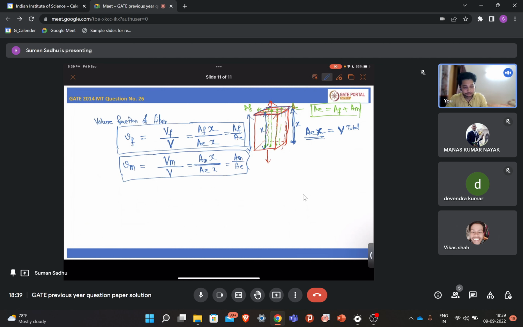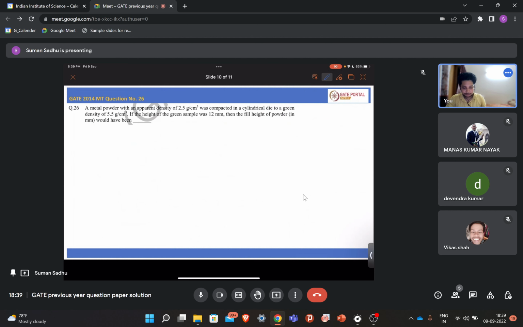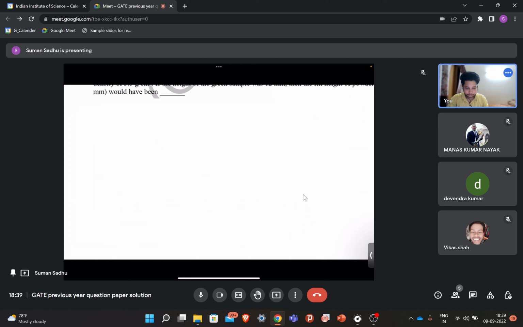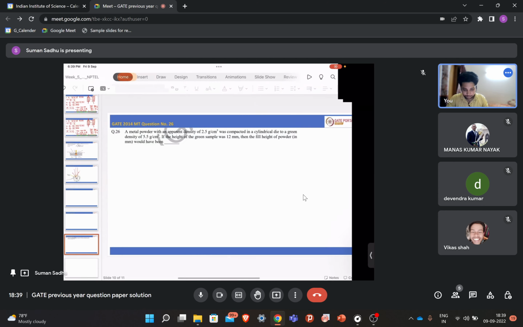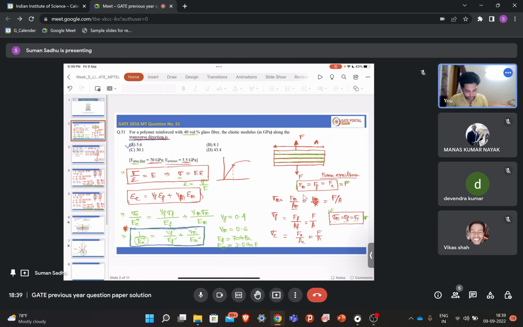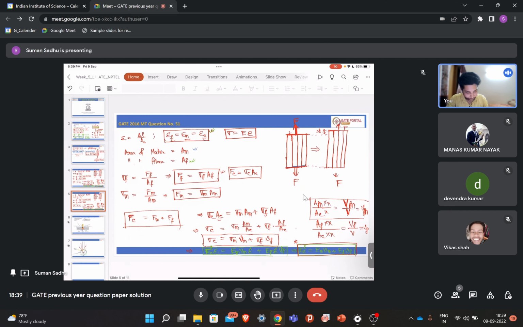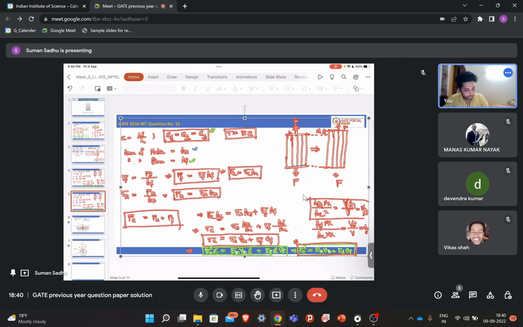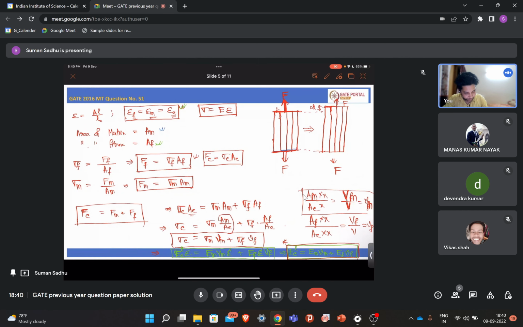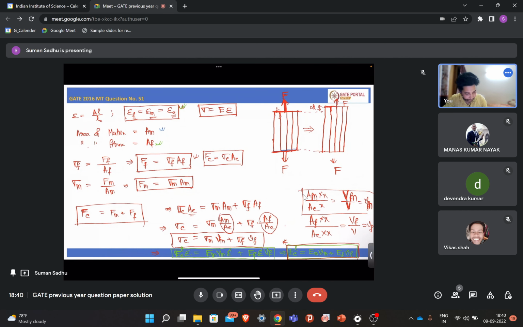So then what I am doing, this AF by AC and AM by AC, I am just replacing in terms of VF by V and VM by V. As you can see there, here I have replaced this ratio in terms of VM, and this one in terms of VF. That is how we are getting this.